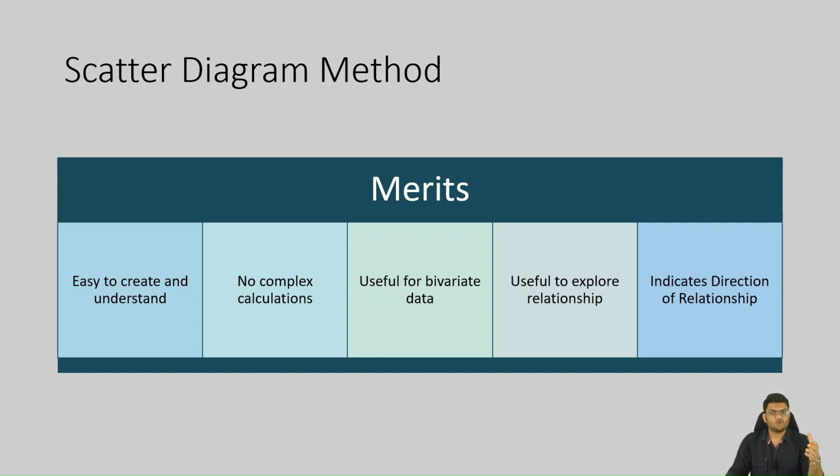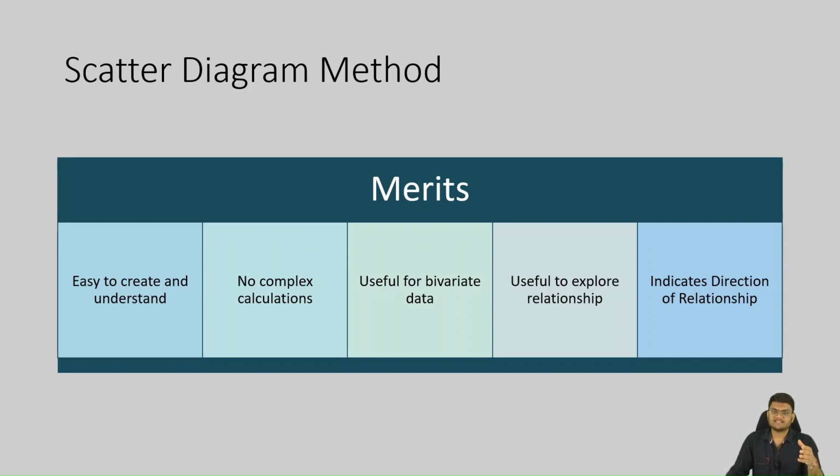The next point is useful for bivariate data. The graph has two axes, thus making it ideal to represent relationship between two variables. Thus, scatter diagram is specifically designed to represent bivariate data. The next point is useful to explore relationship. Now directly using complex method to explore relationship is time consuming. Thus, scatter diagram provides an easy solution. Based on scatter diagram, one can decide whether to explore relationship using complex methods or not.